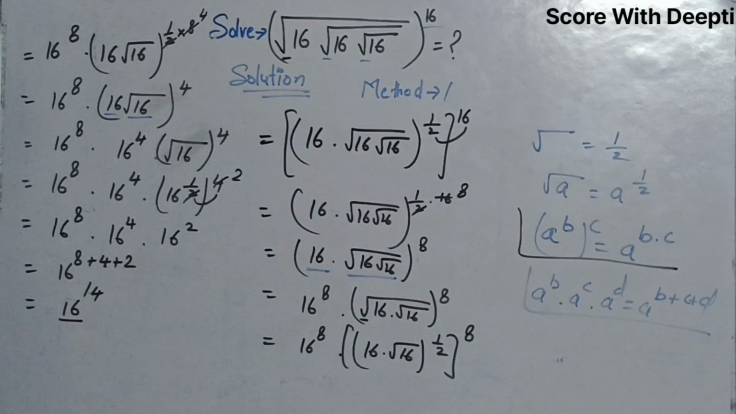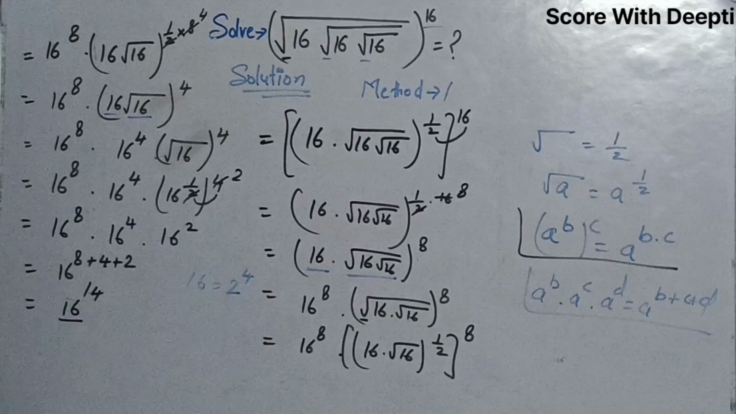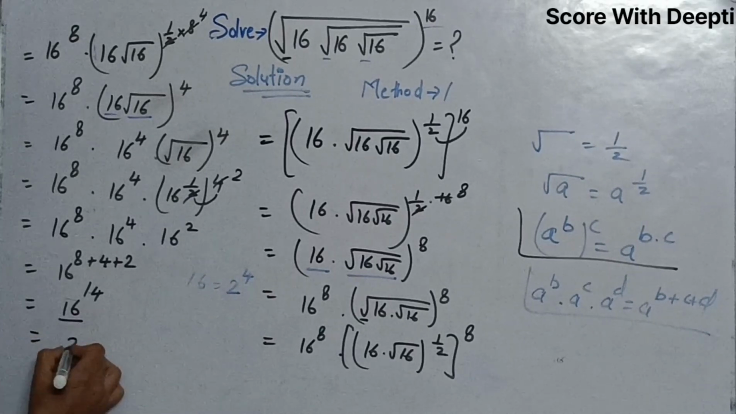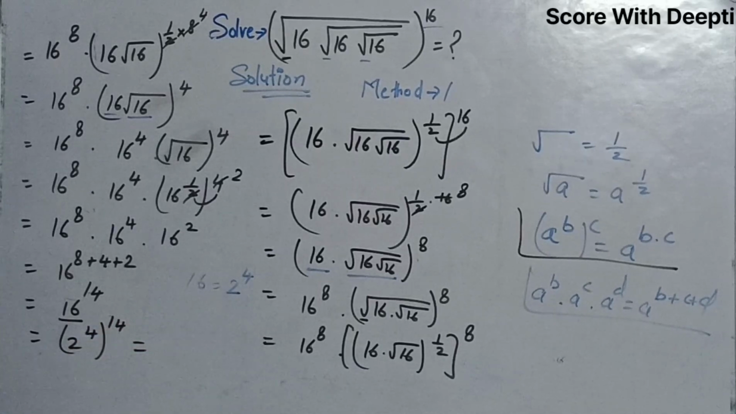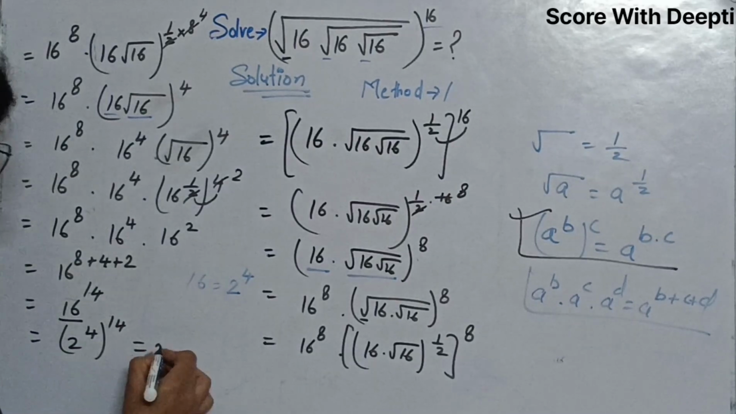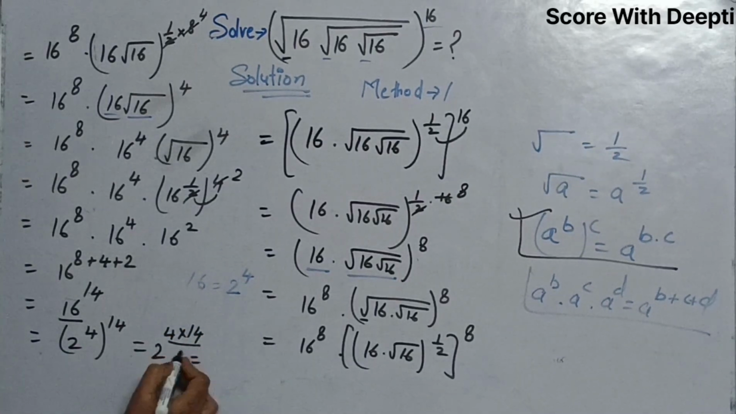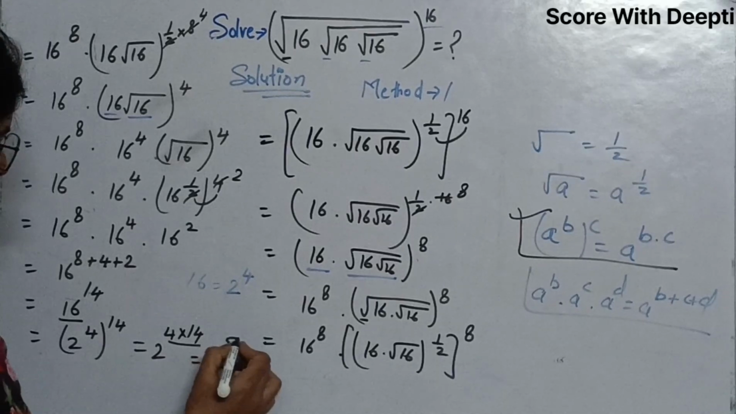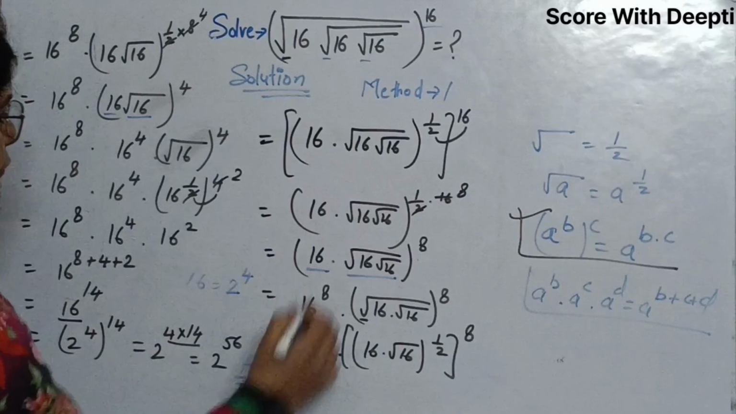Next, 16 can be written as 2 to the power 4. That means in place of 16 we will write 2 to the power 4 to the whole power 14. Next we apply this identity here and we get 2 to the power 4 multiplied by 14. We multiply these two and get 2 to the power 56. This is the answer of this question with the first method.